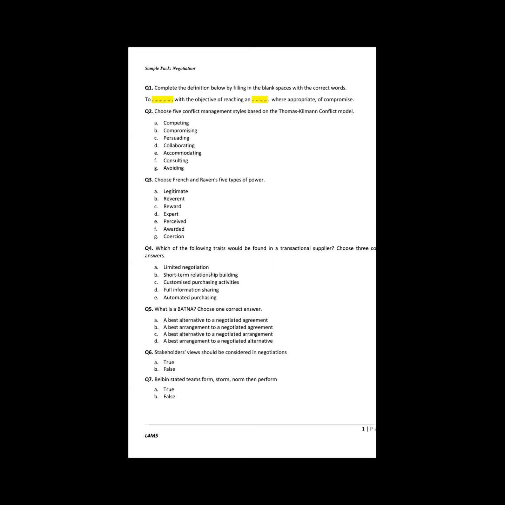I'm supposed to fill in, and I just wrote negotiation there. I just wrote the answer. I didn't think that I'm supposed to fill in both. So they were to answer them together. To dash with the objective of reaching dash where appropriate of compromise. We know they are talking about negotiation, yes. So you just have to fill in the blank space. Okay.